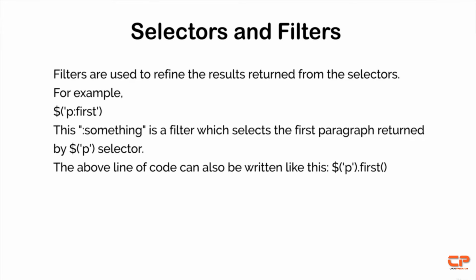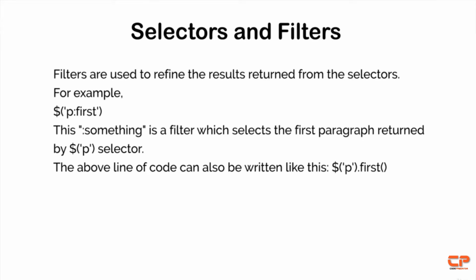Filters are used to refine the results returned from the selectors. For example, $ and inside the parenthesis p:first. This colon something is a filter, and in this case, it selects the first paragraph returned by the $ paragraph selector. The above line of code can also be written like this. So $ parenthesis and the selector, and outside that, you can use these filter functions. So .first. First is a filter function which does the same thing. It returns the first element selected by a selector.